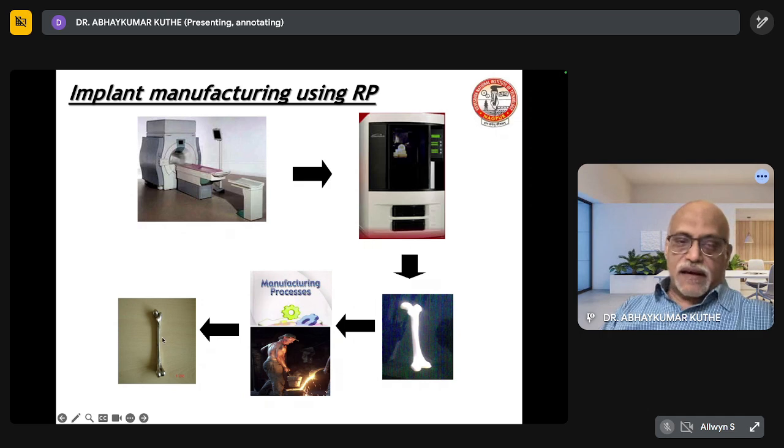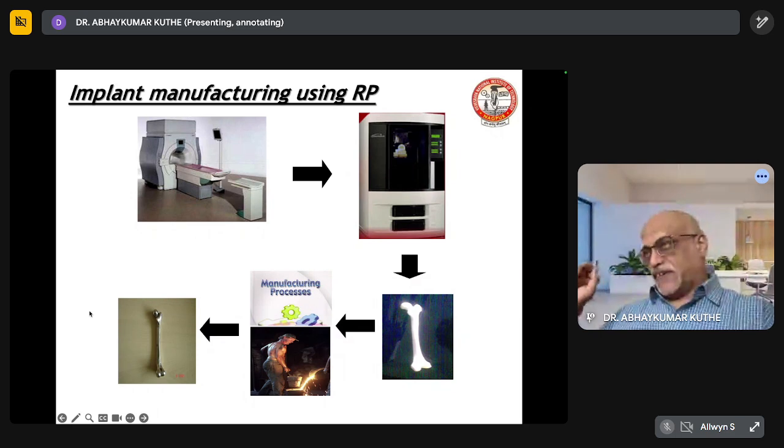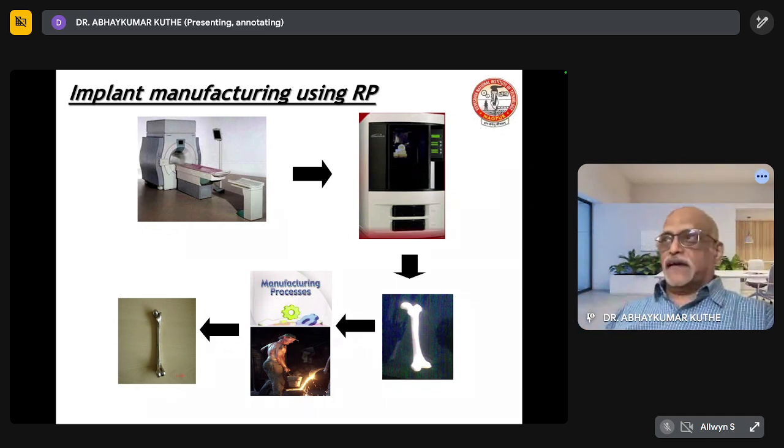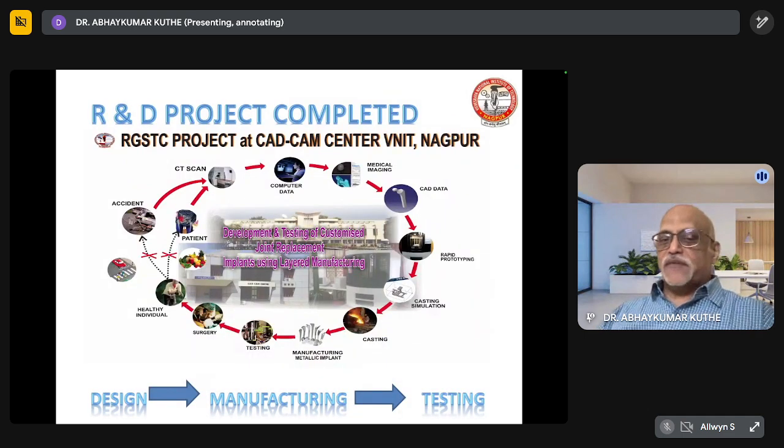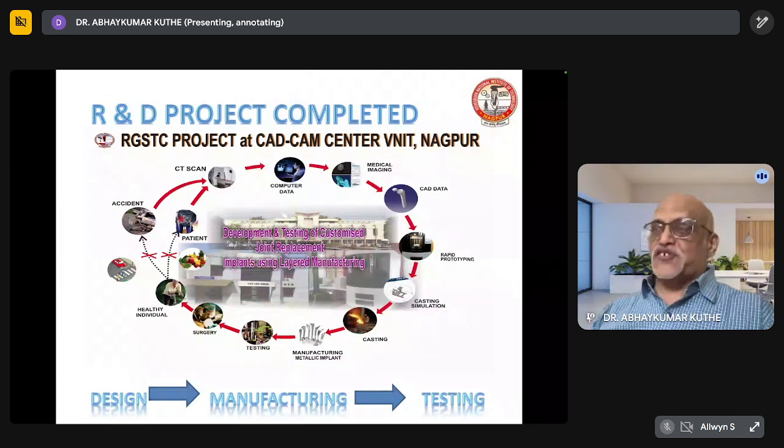If you can see my cursor here, this is the first one we manufactured in 2006. And we have shown successfully that it is possible to get a metal part from the data of the organ which is obtained from the CT scan machine. I'm happy to tell you that we then successfully completed this R&D project. If you look at this slide, it mentions the development and testing of customized joint replacement implants using layer manufacturing. Now remember, here we are talking about customized joint implants.